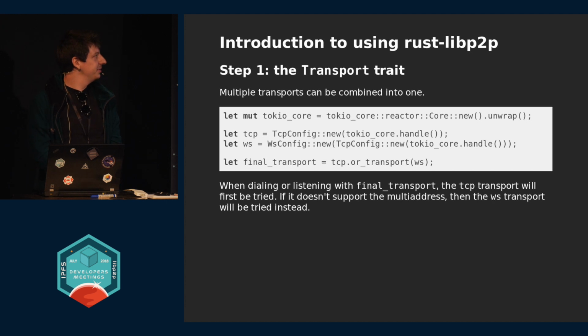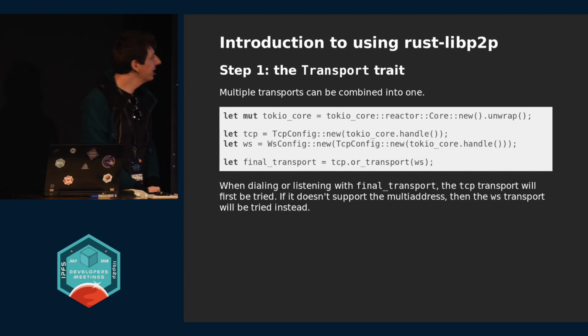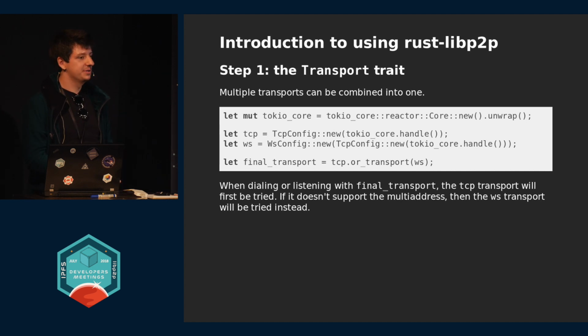You can combine multiple transports into one. In this example, we create a TCP transport and a WebSocket transport, and we combine them into one at the last line, an infinite transport. And so when we dial the infinite transport, it first tries TCP. If TCP doesn't accept the multi-address, then it tries WebSocket. So for example, if you try to dial an address that ends in /ws, it's going to try TCP. TCP says, I don't support WebSockets, sorry. So it's going to try WebSockets, and WebSockets will succeed.